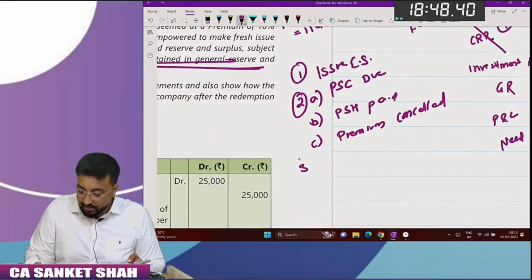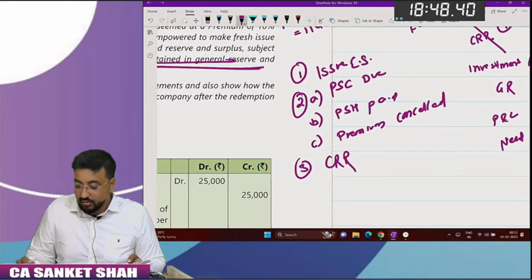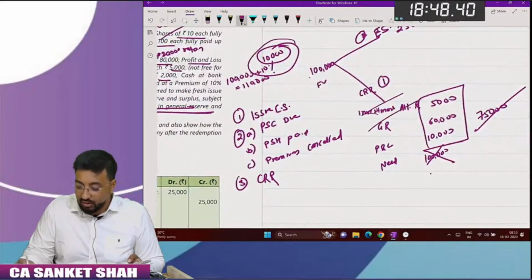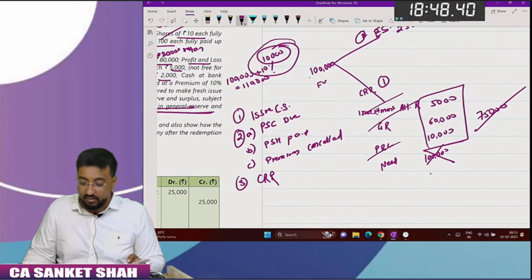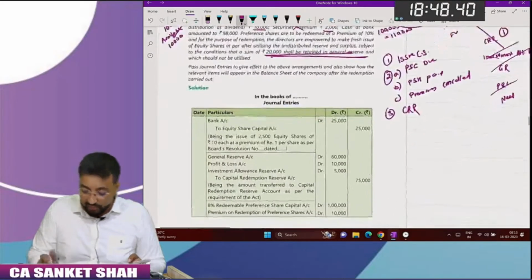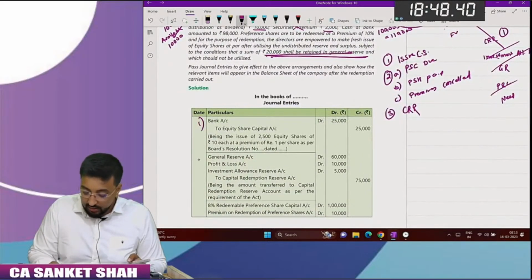And third entry, CRR. CRR, investment allowance reserve, general reserve, P&L account debit to CRR. So bank account debit to equity share capital. Yes, पहली एंट्री करेक्ट है. ये एंट्री लास्ट में होनी चाहिए.